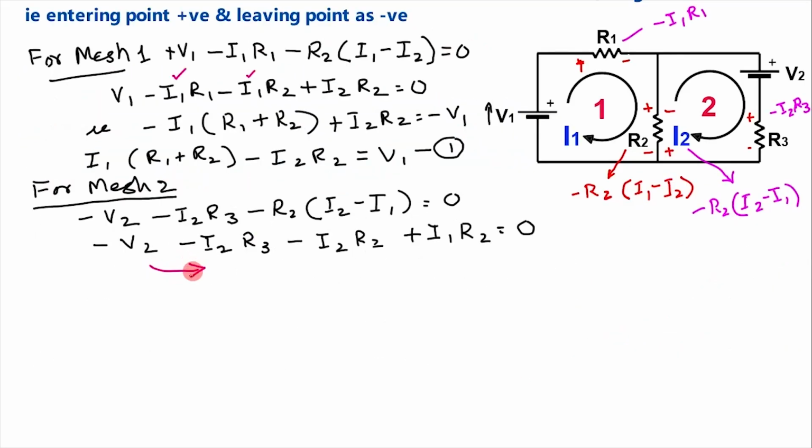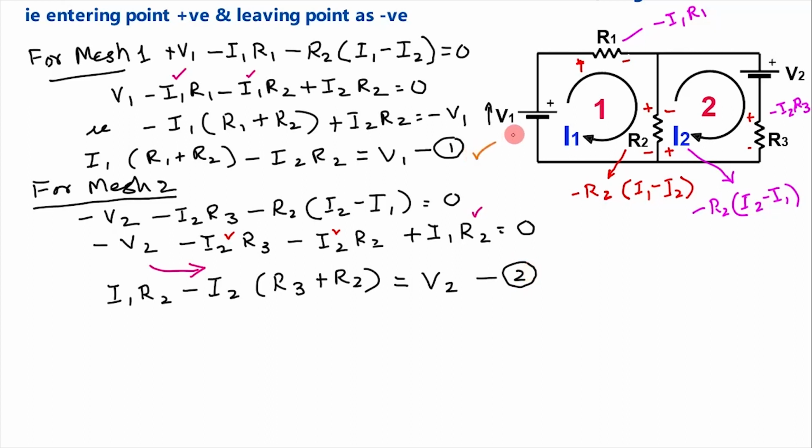Taking V2 to the right hand side and writing I1 R2, here I2 is in these two. So minus I2 into R3 plus R2 is equal to V2, when bringing V2 to the right hand side. This is equation 2. Solving equations 1 and 2, we will be getting values of I1 and I2, and we can find the voltage drops using I1 and I2.